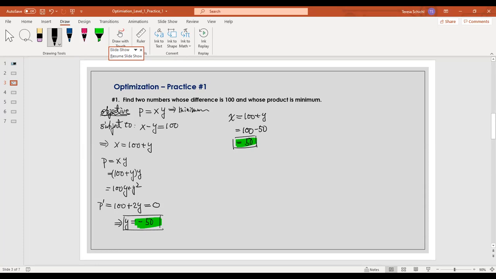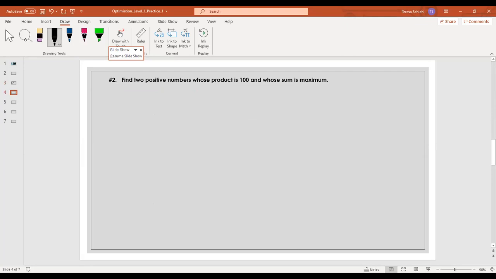All right, so now let's take a look at the next problem. The next problem is: find the two positive numbers whose product is 100 and whose sum is maximum. Same thing, let's take a look at the objective function. The objective function is the sum of these two numbers, x plus y. We want to maximize it, we want to have the maximum number.